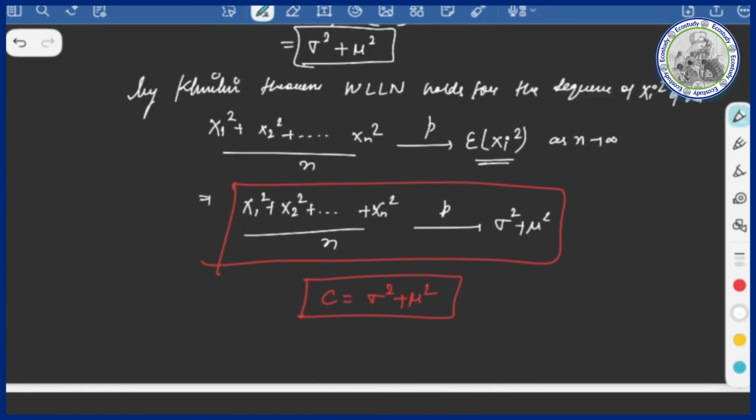Okay, then by Khinchin's theorem, E(X squared) is what? Sigma square plus mu square, and that is what we had to prove. So the law of large numbers is also completed.